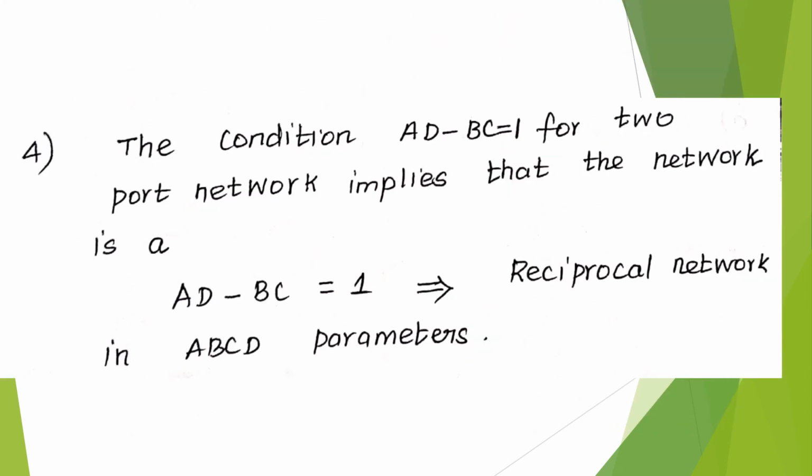And next, problem number 4. The condition AD minus BC equal to 1 for the two-port network implies that the network is the reciprocal network of ABCD parameter. For example, if it is a symmetrical network, A is equal to D for the ABCD. A is equal to D for the symmetrical network.